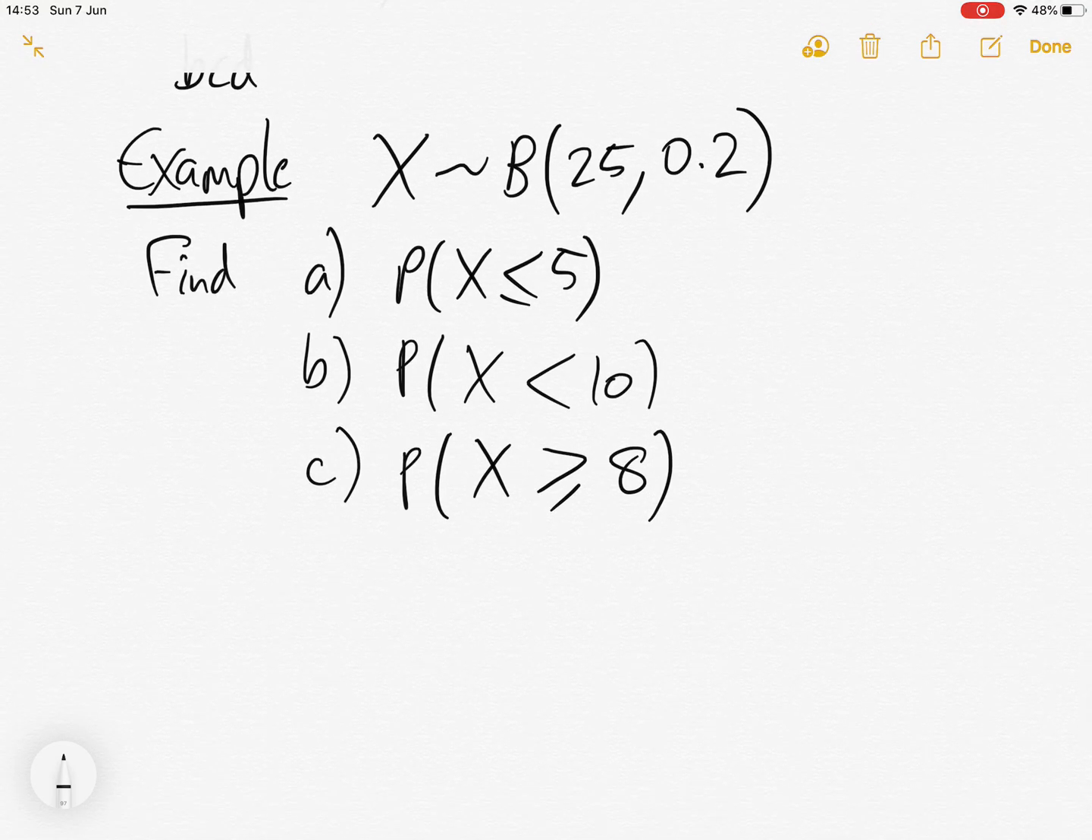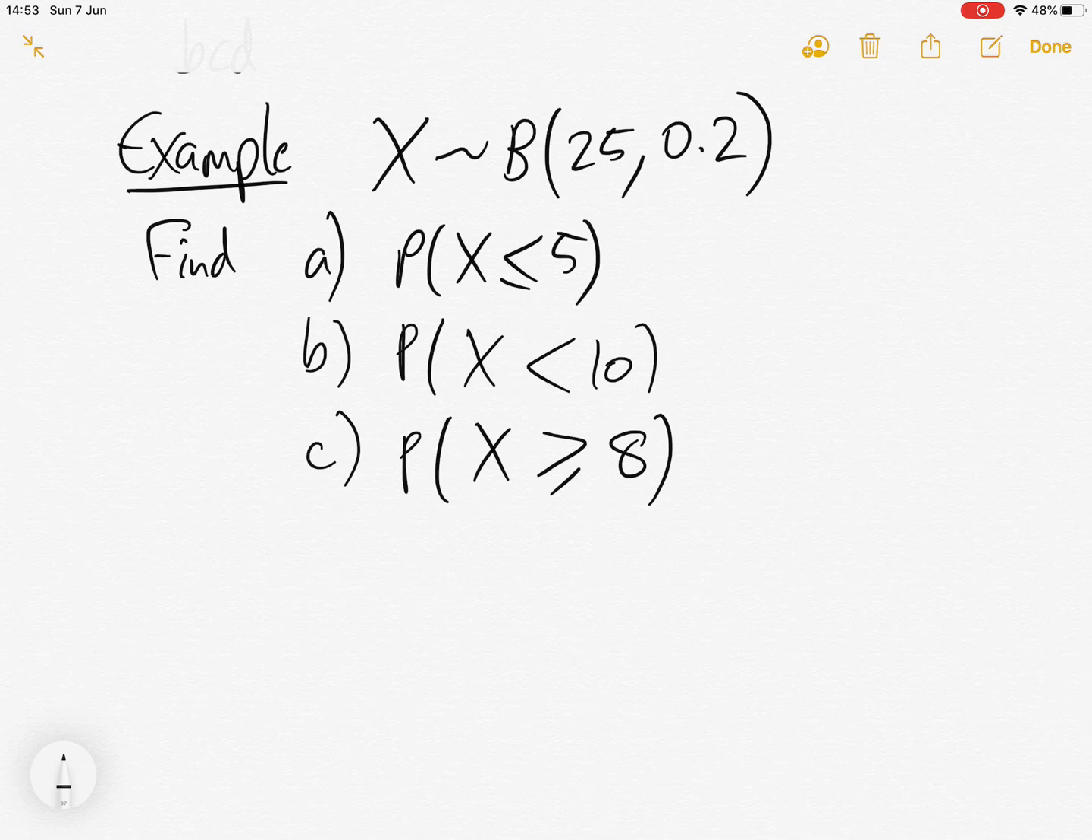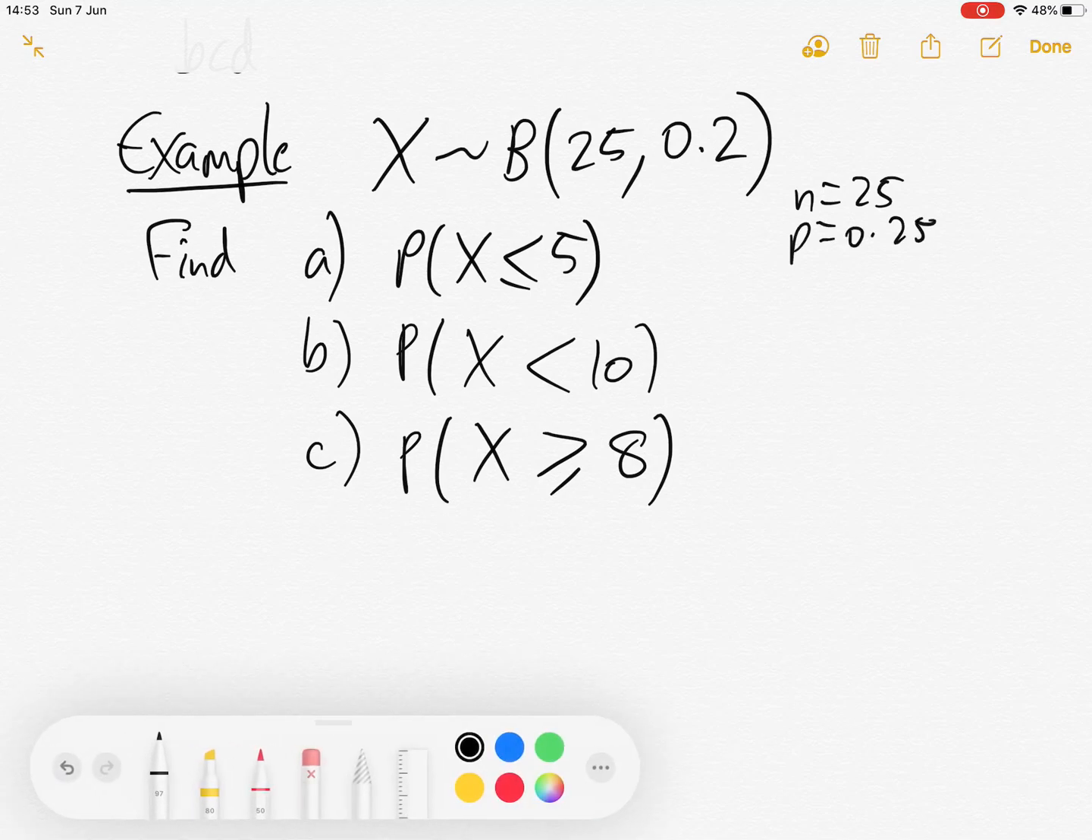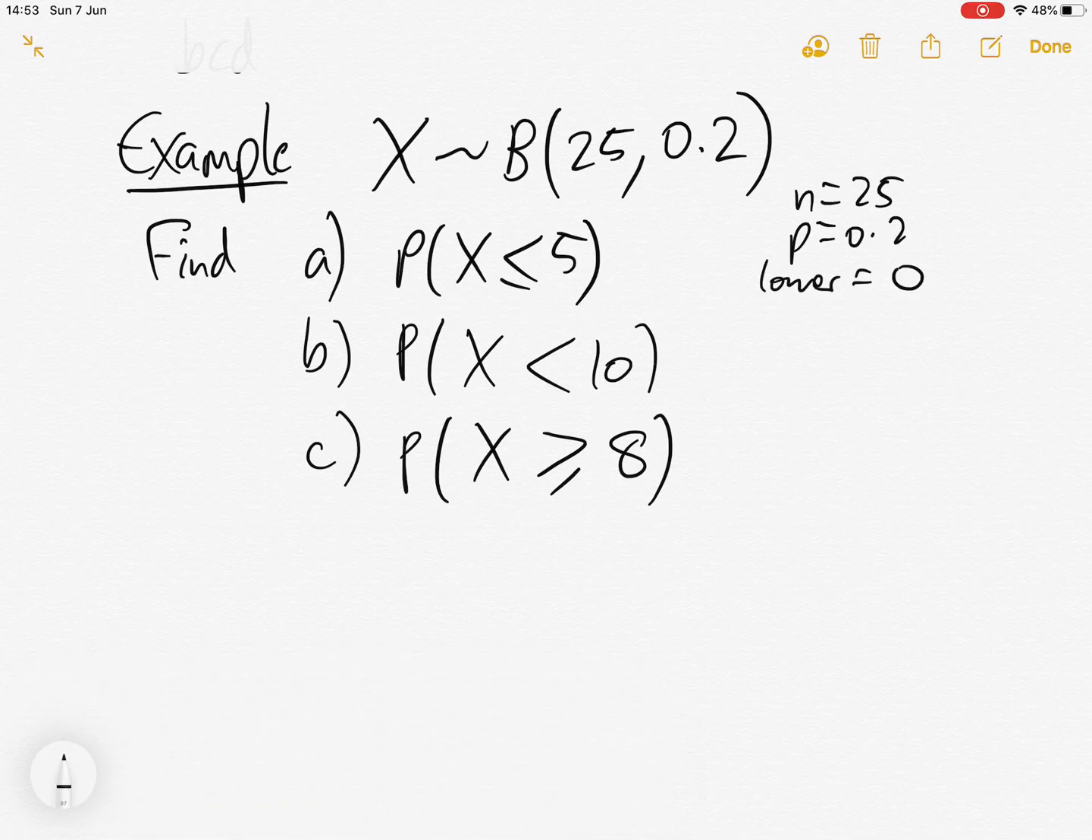And so there are a number of different ways you can do this. One way is to use your calculator. So for the first one, n is 25, p is 0.2. The lower limit is 0, because the binomial distribution is discrete, it can only take whole number values between 0 and n, and the upper value is 5.